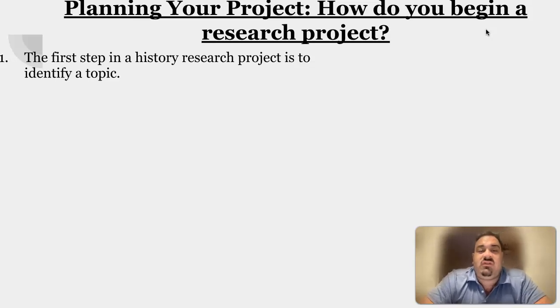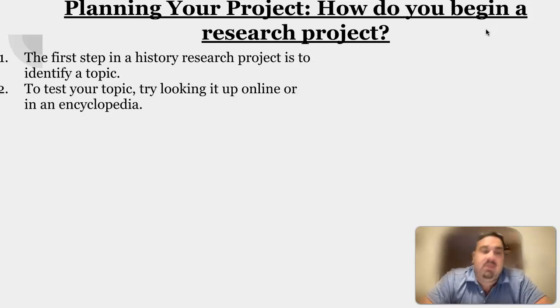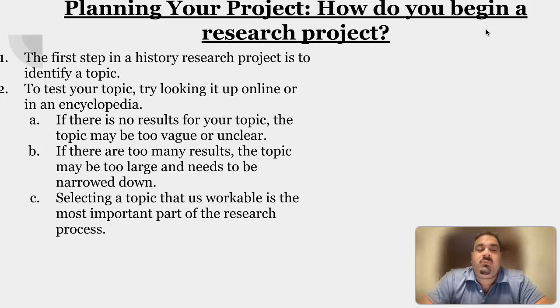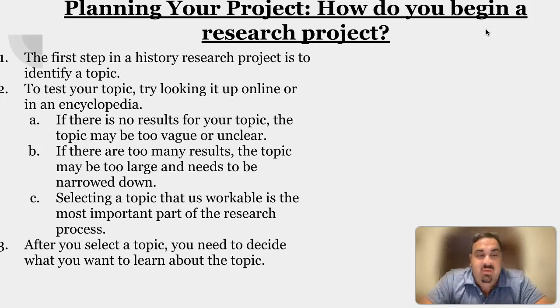First step in a history research project is to identify a topic. To test your topic, try looking it up online or in an encyclopedia. If there are no results for your topic, the topic may be too vague or unclear. If there are too many results, the topic may be too large and needs to be narrowed down. Okay? Selecting a topic that is workable is the most important part of the research process.